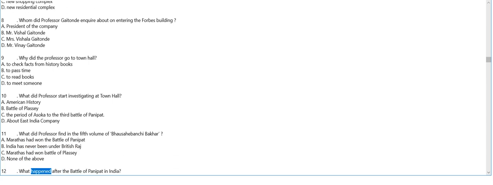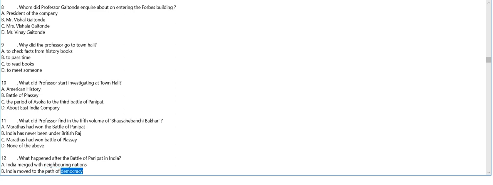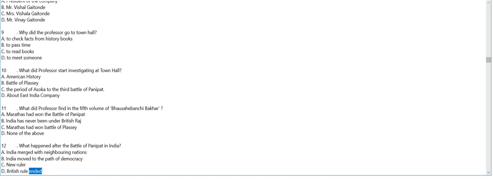12. What happened after the Battle of Panipat in India? A. India merged with neighboring nations. B. India moved to the path of democracy. C. New ruler. D. British rule ended.